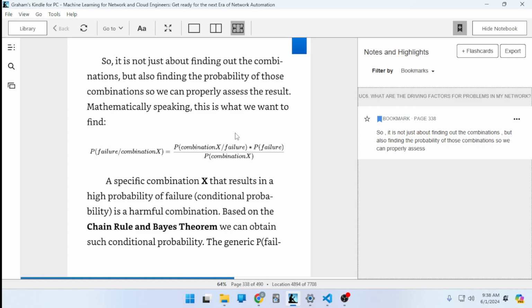It means leading to. So the probability of combination X leading to a failure times the probability of a failure divided by the probability of combination X equals the probability of failure being a result of combination X. A specific combination X that results in a high probability of failure, conditional probability, is a harmful combination. Based on the chain rule and Bayes' theorem, we can obtain such conditional probability.